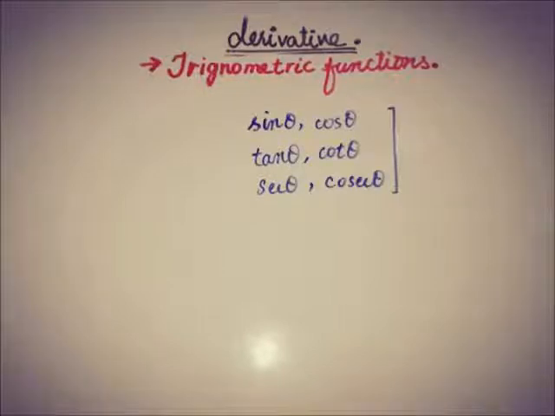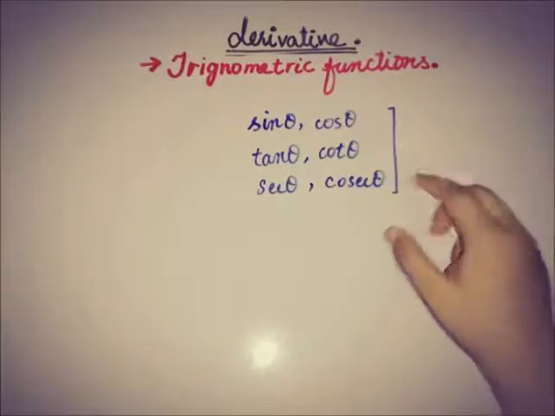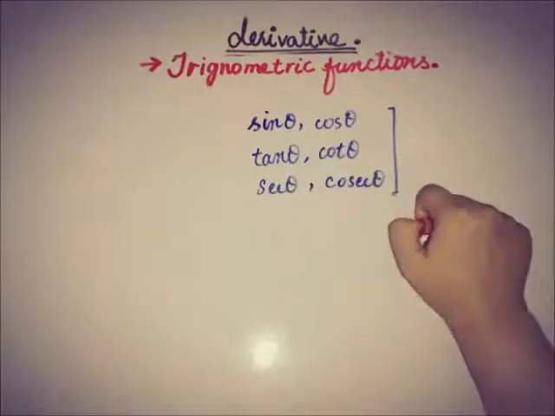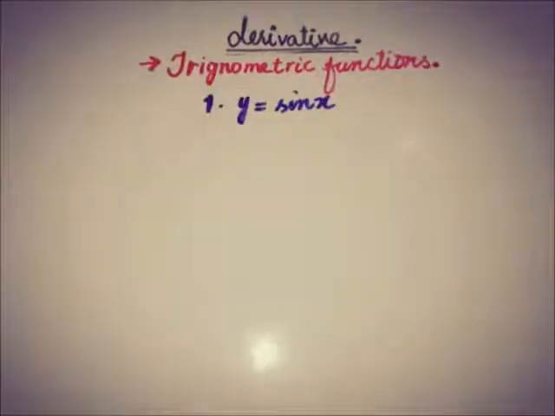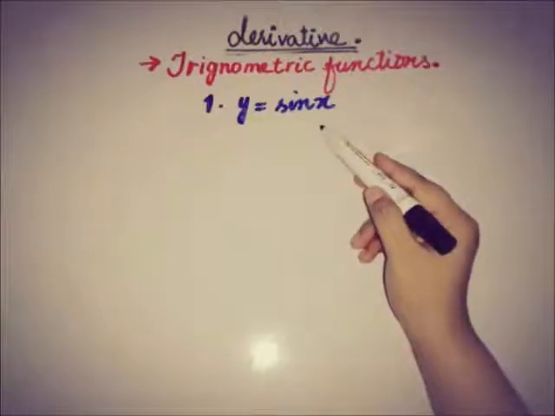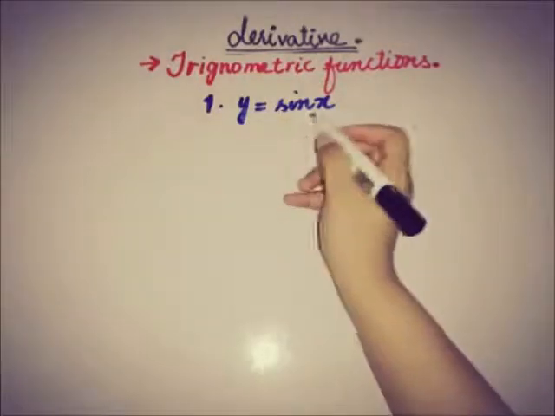We can use first principle or definition to find the derivative of all of these, but the main focus will be the two basic trigonometric identities, that is sine of theta and cos of theta. So let's start with the very first identity, that is sine of theta. Let's start by taking the derivative of sine of x. So there is a function y is equal to sine of x. We will use the definition of derivative to find the derivative of this.